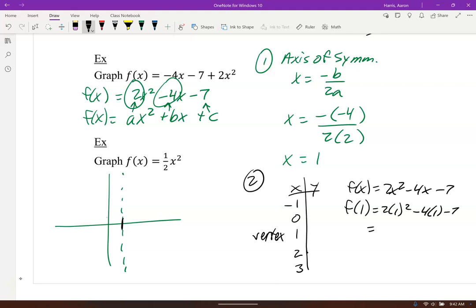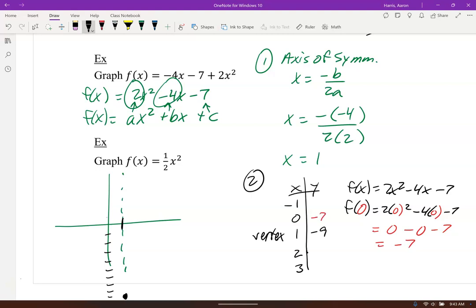1 squared is 1, so 2 times 1 is 2. 2 minus 4 minus 7, negative 2 minus 7, negative 9. So 1, negative 9. This is the bottom of my graph. Now I'm going to throw 0 in. So throw 0 in for x now. So I got 0 minus 7, I got negative 7.